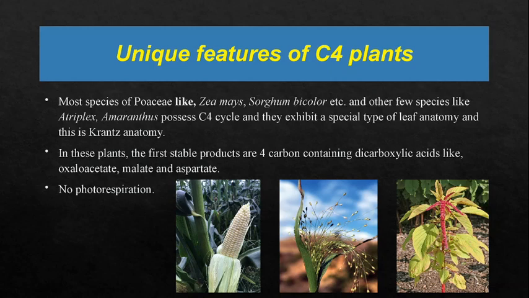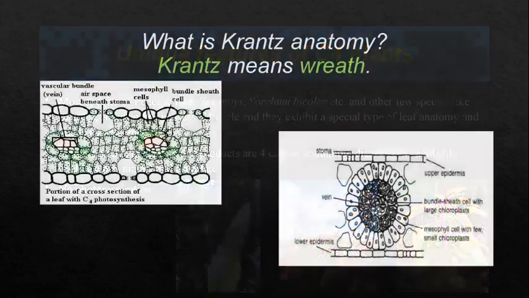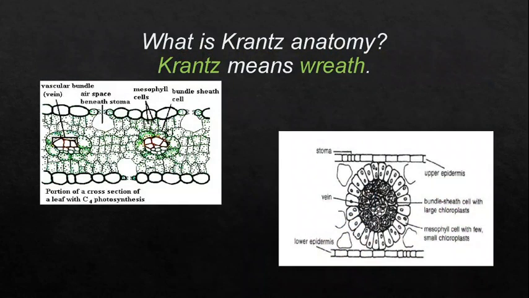These plants can be distinguished by some typical or unique characteristics, rather called unique features. In these plants, the first stable photosynthetic products are 4-carbon containing dicarboxylic acids like oxaloacetate, malate and aspartate, and there is complete absence of photorespiration. They possess, as I said earlier, a special type of leaf anatomical structure, that is Kranz anatomy. Now what is Kranz anatomy?